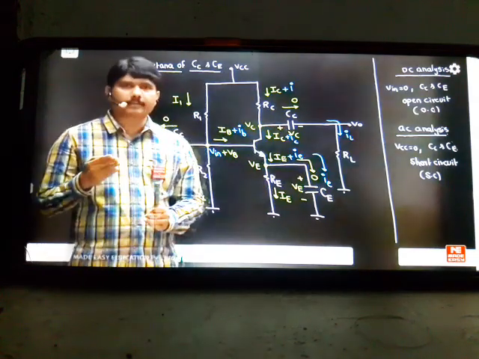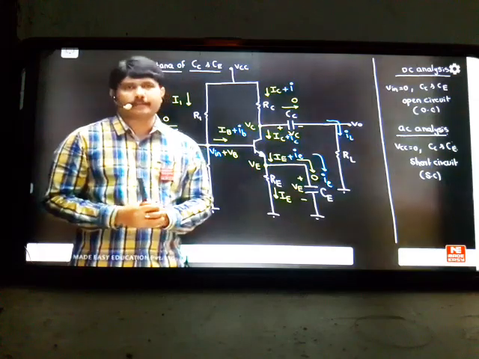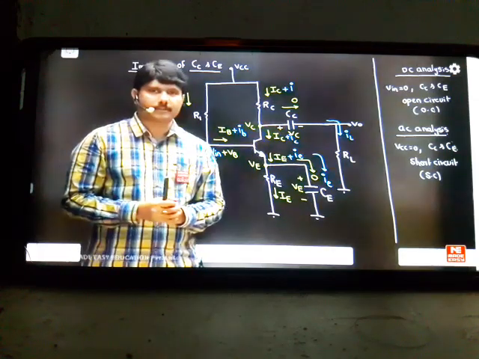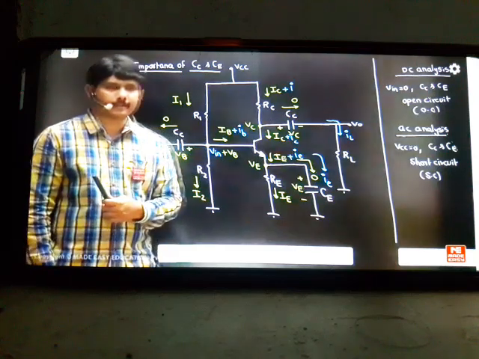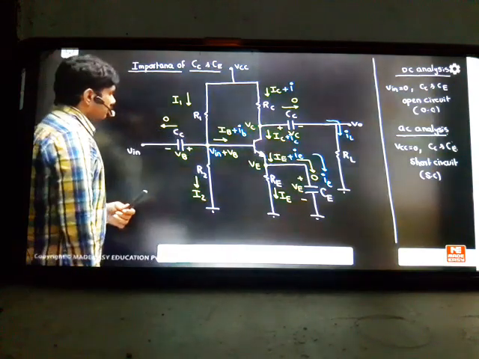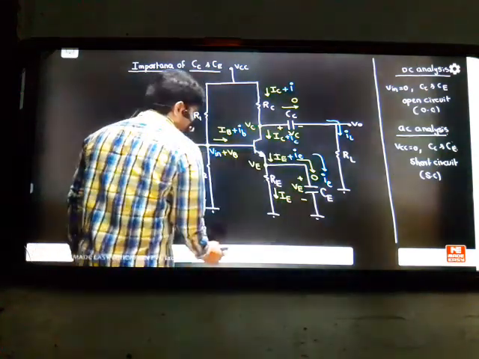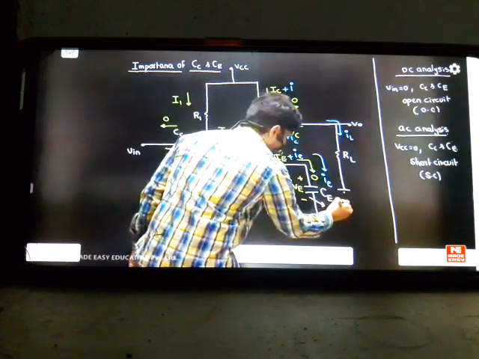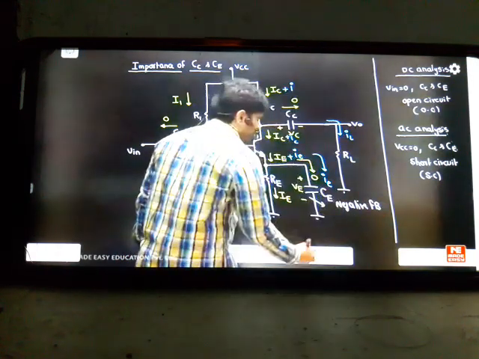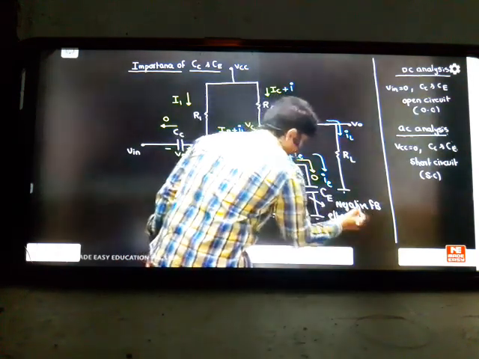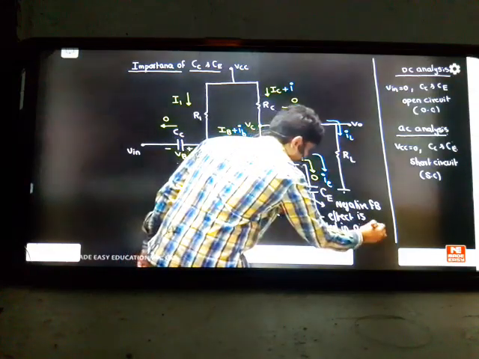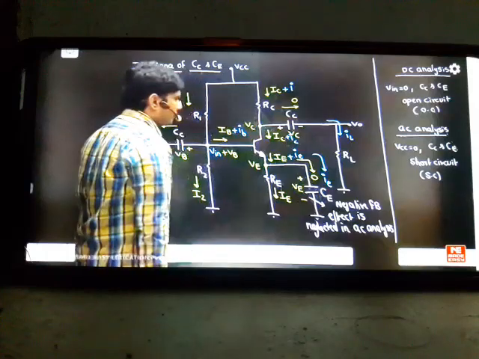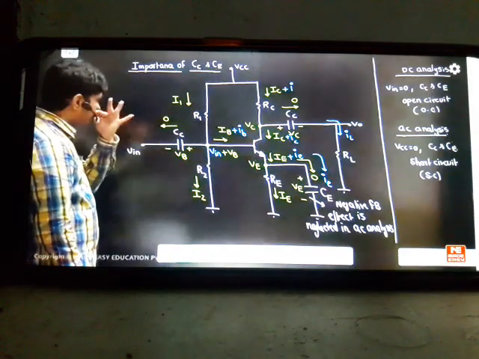Whenever that path is created, that ie current will go to CE such that there is no effect of capital RE, so no feedback effect for the AC analysis. This technique is called bypass analysis. For AC, it will go through the CE capacitor instead of capital RE. So this is the trick I applied. What is the reason for this? Your negative feedback effect is neglected in AC analysis. That is the main reason why I kept the bypass. That is the work done by the CE capacitor.